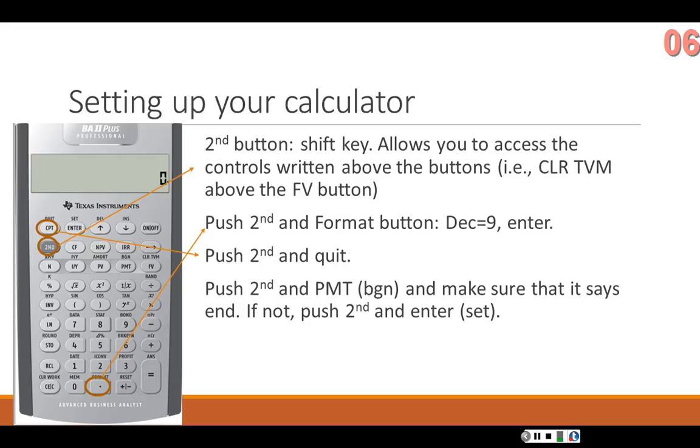The next thing that you need to do is push second and payment. The second button is the dark gray button. Payment is on that third row right next to future value. You need to make sure that it says end. If it doesn't, you push the second and enter button.